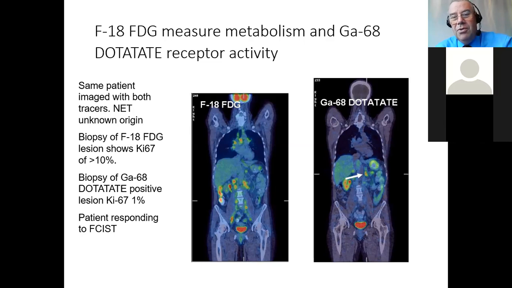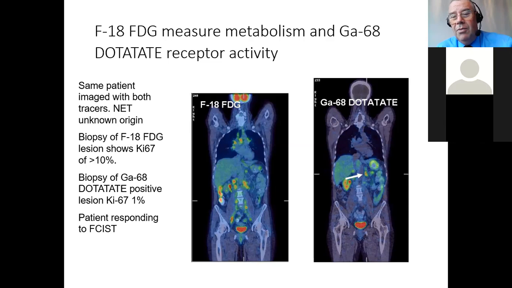The patient, being a pathologist, said, "Well, get a biopsy of both and I'll look at them." And when she did so, she found that the FDG avid nodes showed a Ki-67 of greater than 10%, and the dotatate positive node had a Ki-67 of just 1%. So it was a very slowly growing tumor. Clearly, the FDG avid disease could kill her long before the dotatate disease, so she had chemotherapy with a good response.